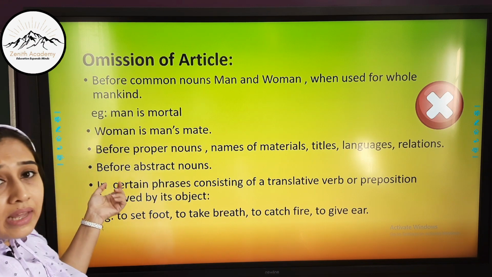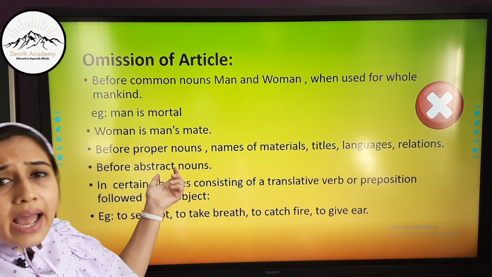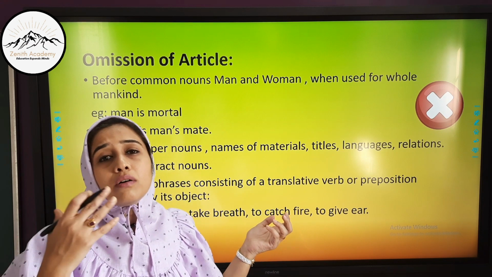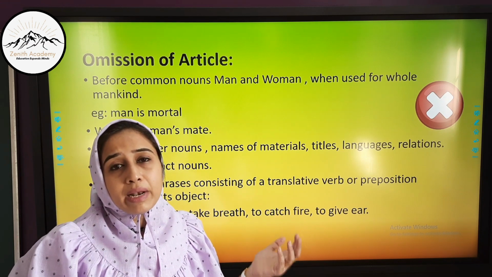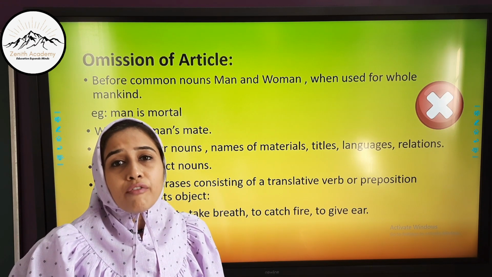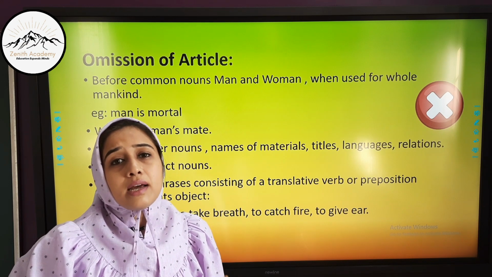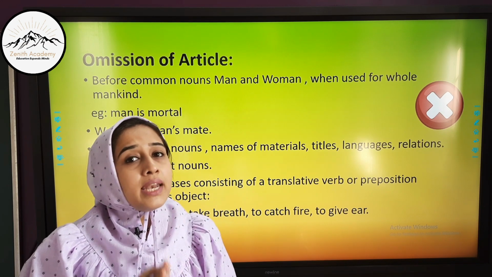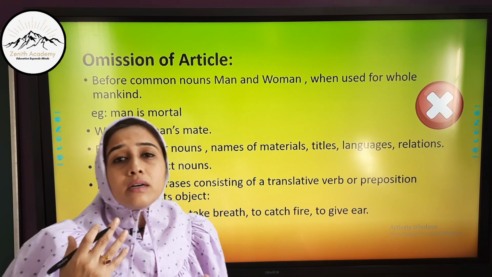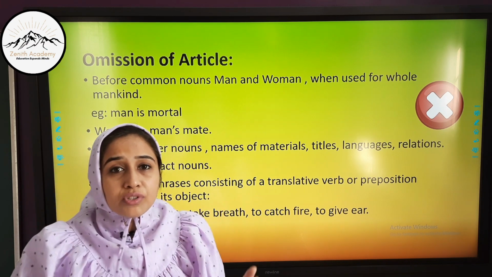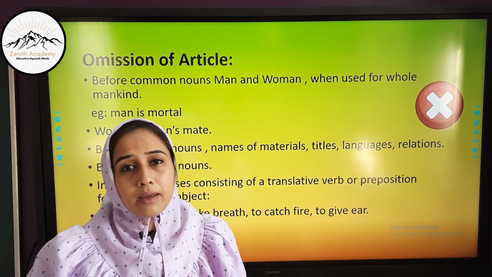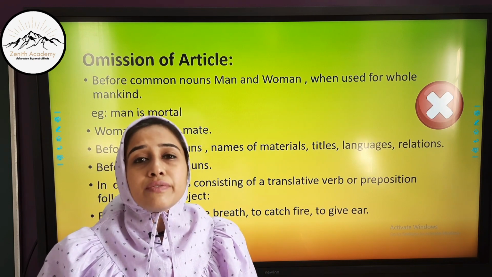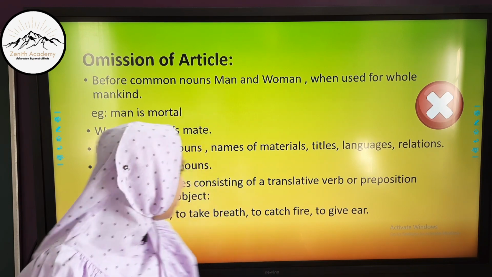Also, we have to omit the article before abstract nouns. Abstract nouns are the nouns used to mention feelings of people like jealousy, hatred, love, fear. All these are abstract nouns. So we cannot use any article before them because these are something which cannot be demonstrated through words. It is a kind of feeling. You cannot show it, and that is why articles have to be omitted over here.